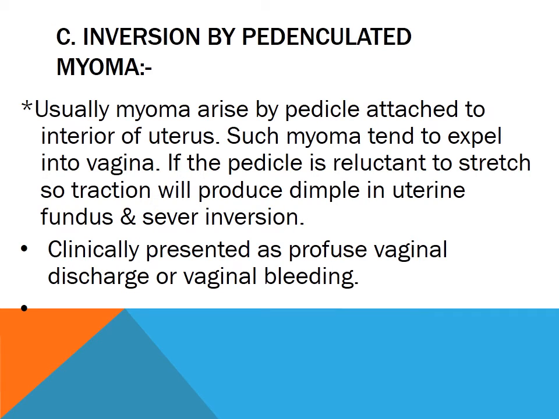The third type of chronic uterine inversion is the inversion caused by a pedunculated myoma. We know that a myoma arises from the interior of the uterus, attached by a pedicle to the interior of the uterus. Because of its heavy weight, such a myoma tends to be expelled into the vagina. If the pedicle is reluctant to stretch, traction downward will produce a dimple in the uterine fundus and then severe inversion. Clinically it also presents as a profuse vaginal discharge or vaginal bleeding.